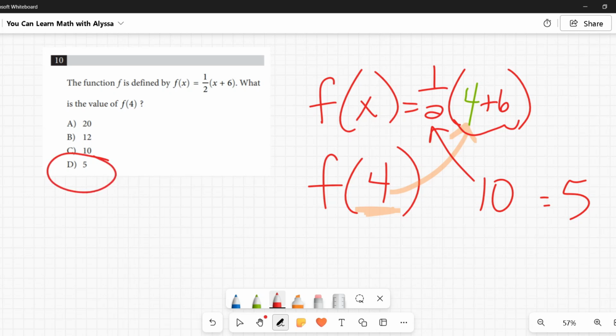It is D, 5. Another term for this is evaluating a function. So that's another way this may be worded. If they say evaluate the function when f is 4, it means the exact same thing. You do the same process and get D, f of 4 is 5.